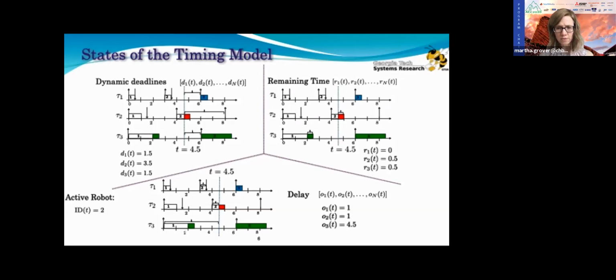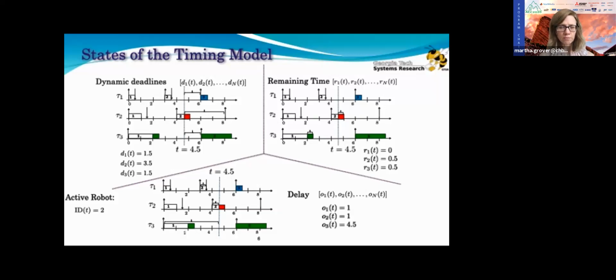And then the second state variable is called remaining time. Given the current time, what is the time that is still needed to finish each task? And the third state variable is called delay. This is the time between when a robot requests interaction until it finishes the interaction. And then the fourth state variable is this IDT. This indicates which robot is currently interacting with a human. If no robot is interacting with a human, IDT will be 0.